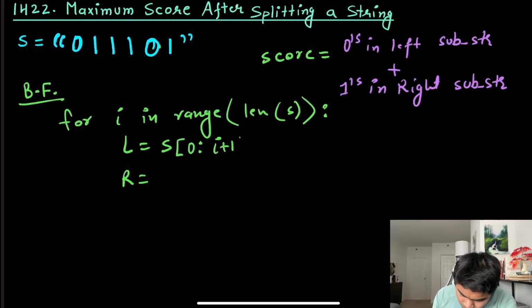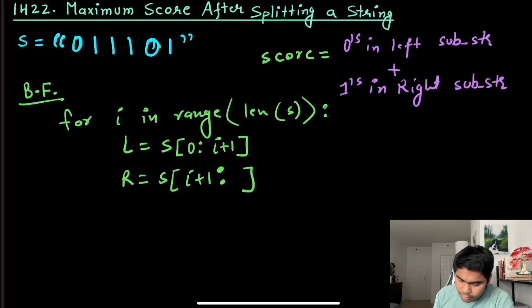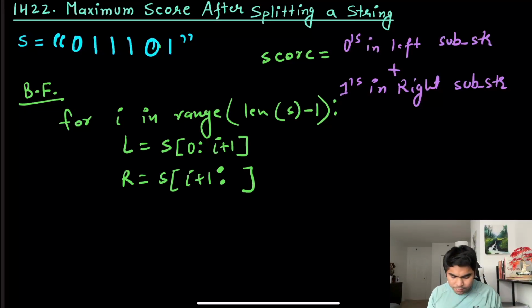So I can just say i plus 1 so that it includes the ith position in the left part, and for the right part we can start at i plus 1, and then we can just leave it empty so that it takes all the values up to the end. For the last index, since we want to include it in the right part, we can go up to the second last index for the left, rather than going to the last index, because otherwise it will not be able to check i plus 1.